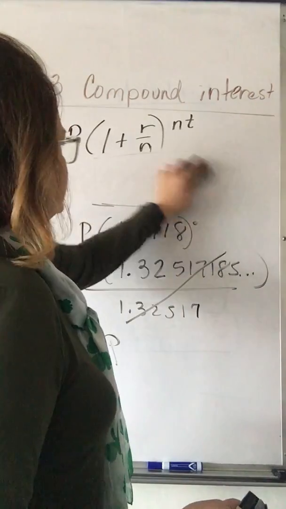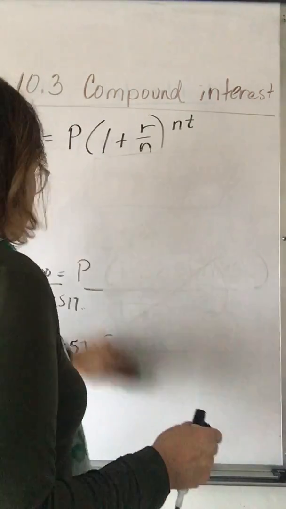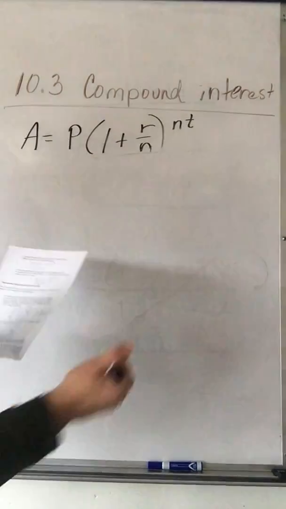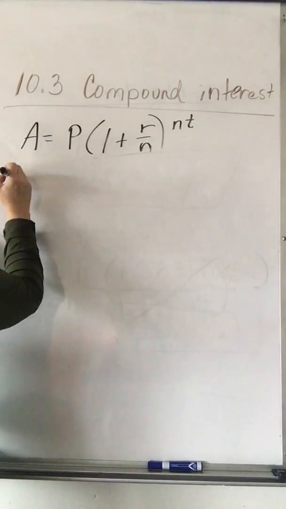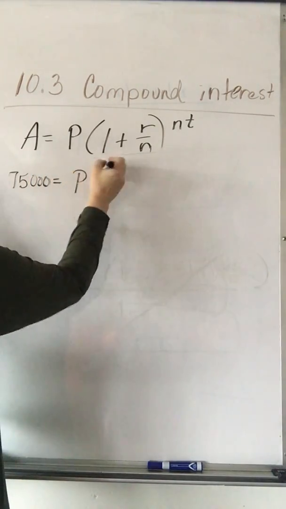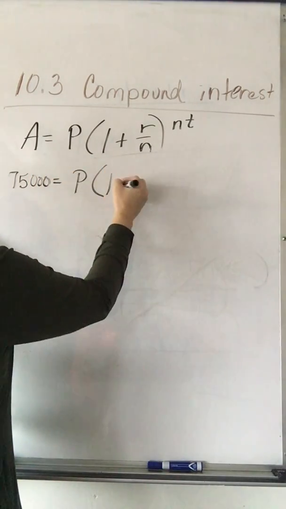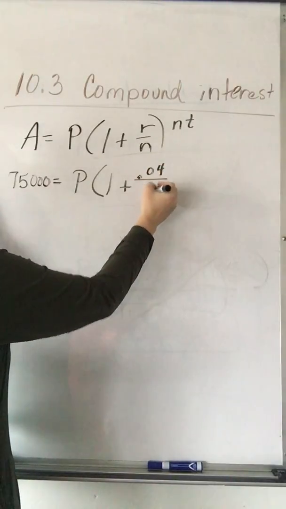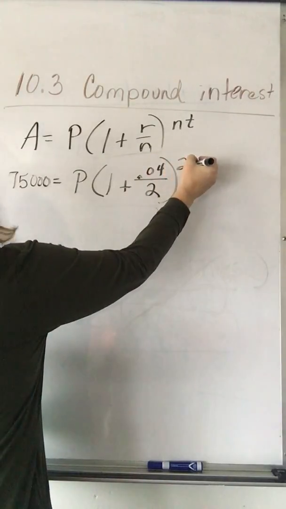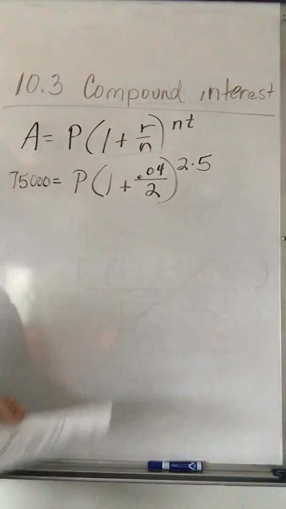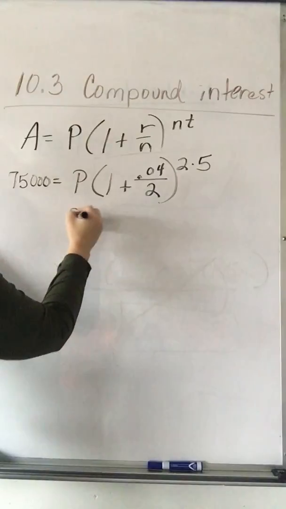Okay, looking at the next one, we have another example similar to that to practice. We need $75,000 in the future, sorry, $75,000. How much would we have to invest today to make that happen? If it's at 4% and compounded semi-annually means use 2 for N, and we leave it there for 5 years. All right, so we're going to type that in our calculator.